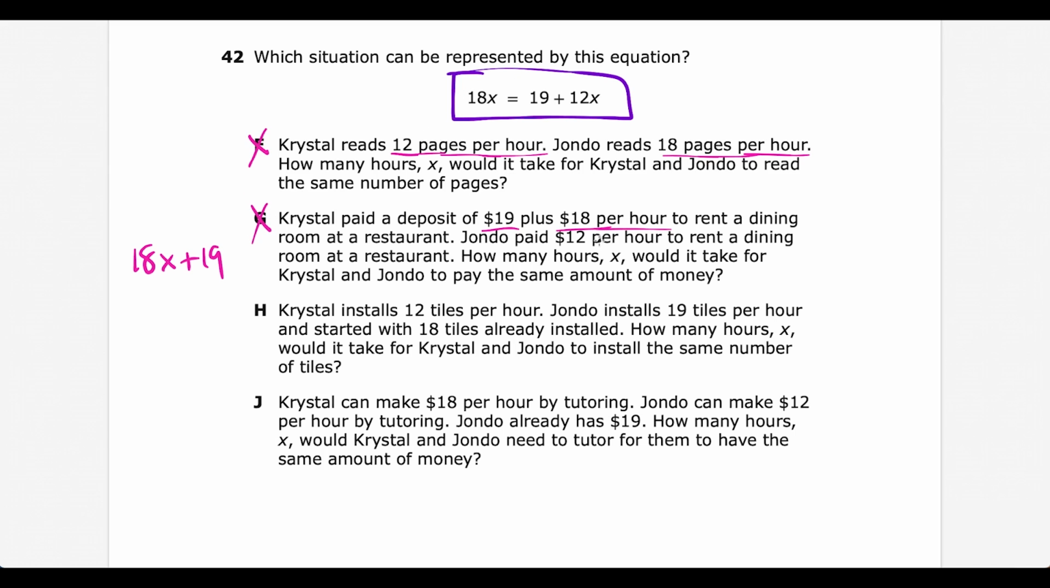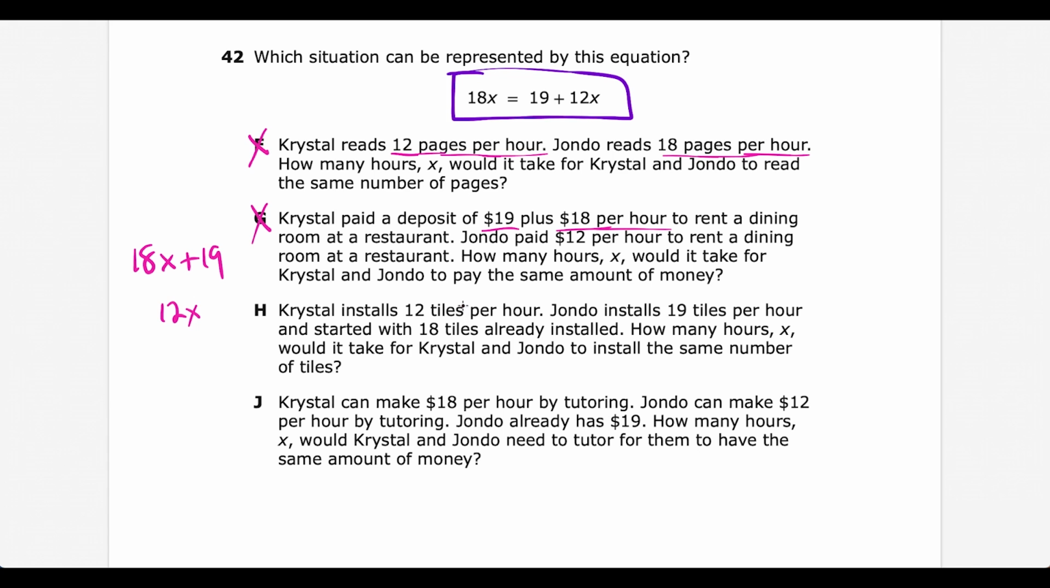John Doe paid $12 per hour to rent a dining room. So that would be 12x. And how many hours would it take for them to pay the same amount of money? Well, this wouldn't work here. This would not match what we have. If you set those equal even, you would have a negative number, and you can't have negative hours going on. That doesn't make sense. So G is out.